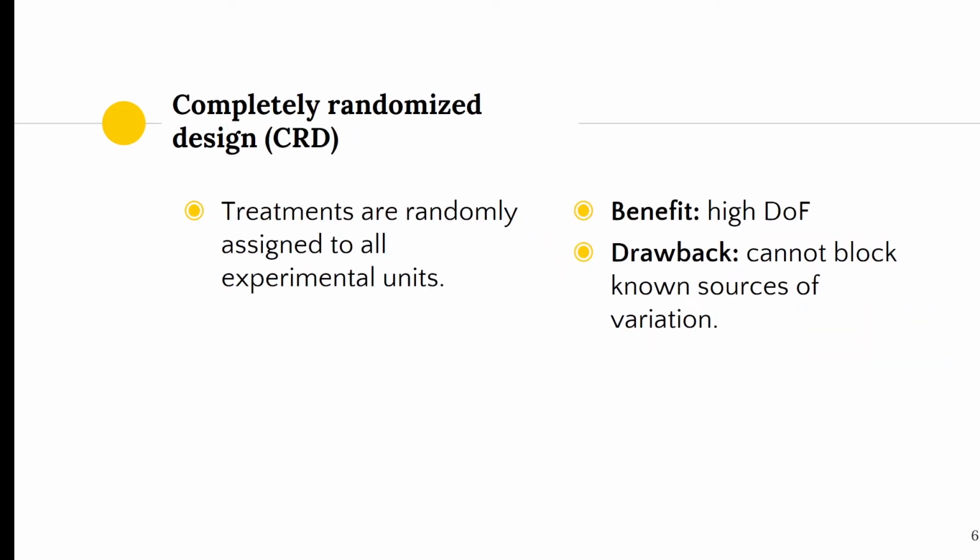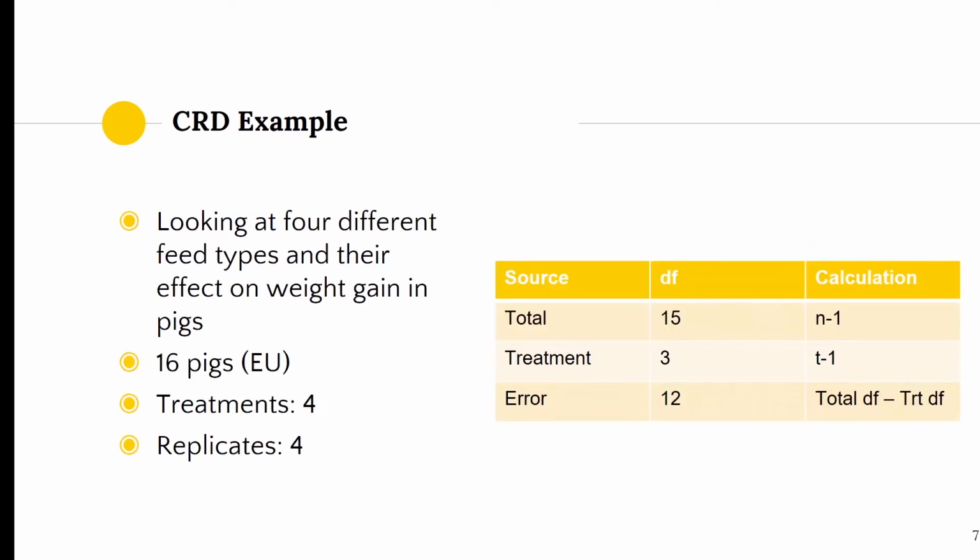The completely randomized design is the simplest experimental design in the book, and it's a very good one. Basically, for all the experimental units in the study, treatments are just randomly assigned. It's very simple, very straightforward. The benefit is that we have very high degrees of freedom, and that's good because, again, higher degrees of freedom means more confidence in our results. A drawback is that we can't block for known sources of variation.